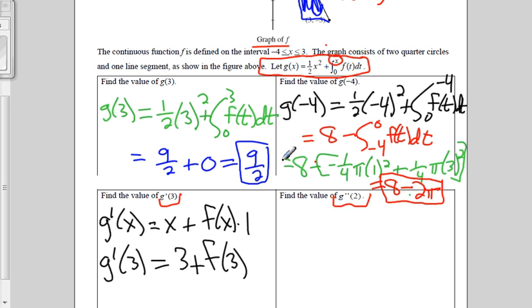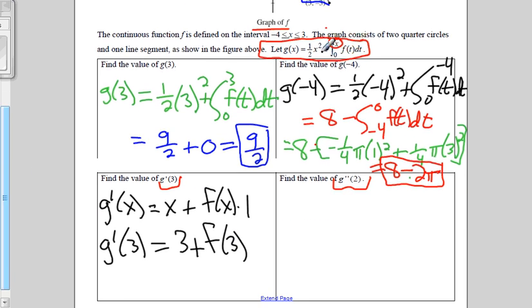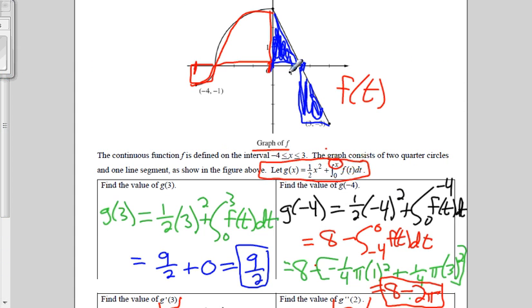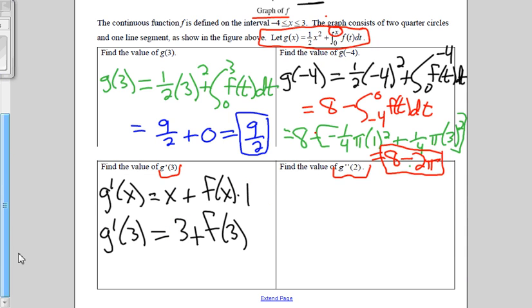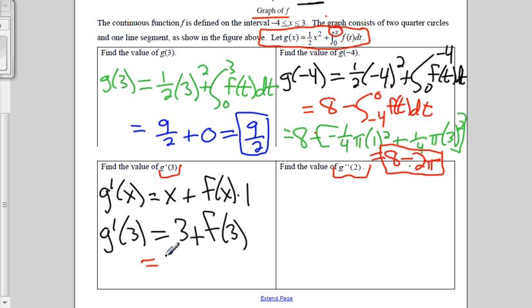This is not looking for the area under the curve. That was the integral, which we just did on 1 and 2. This is just looking for f of 3. 1, 2, 3, come down. It told me that it was at -3. So this is going to be equal to 3 plus -3, and that's 0.